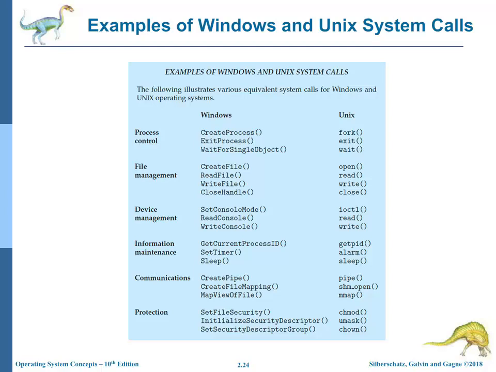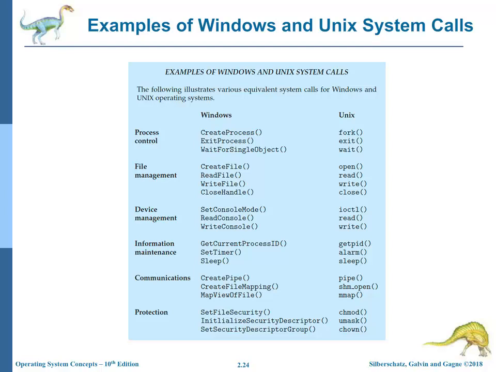Information maintenance. This system call handles information and its transfer between the operating system and the user program. In Windows, we have GetCurrentProcessID, SetTimer, Sleep. And in Linux, we have getpid, alarm, sleep.